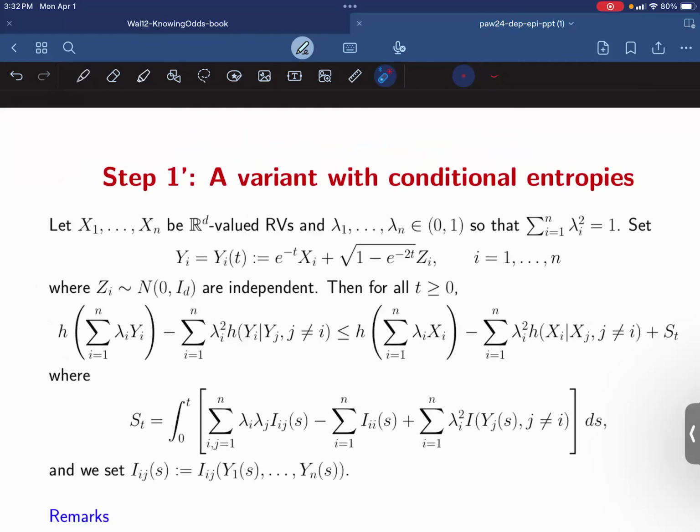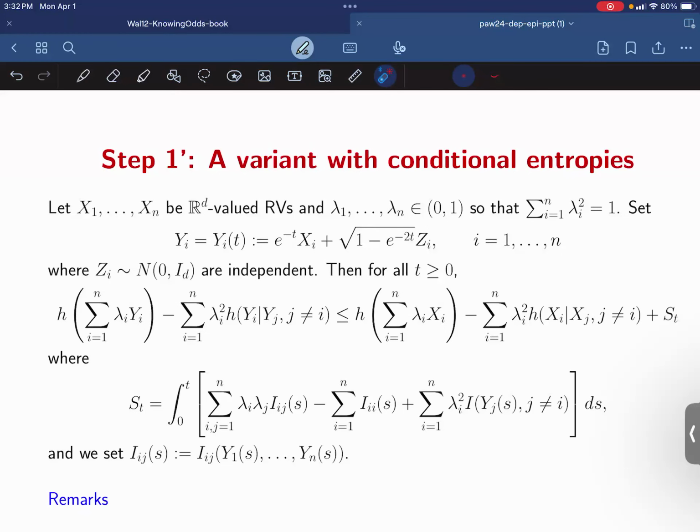In order to describe that, let's get into it here. We have X1 to Xn, which are R^D valued random variables, and consider scalars lambda 1 to lambda n, the sum of whose squares is 1. And then we can look at Yi. Yi is going to implicitly be a function of time. Yi as a function of time t is e^(-t) Xi plus square root of 1 minus e^(-2t) Zi, where the Zi are independent standard Gaussians.